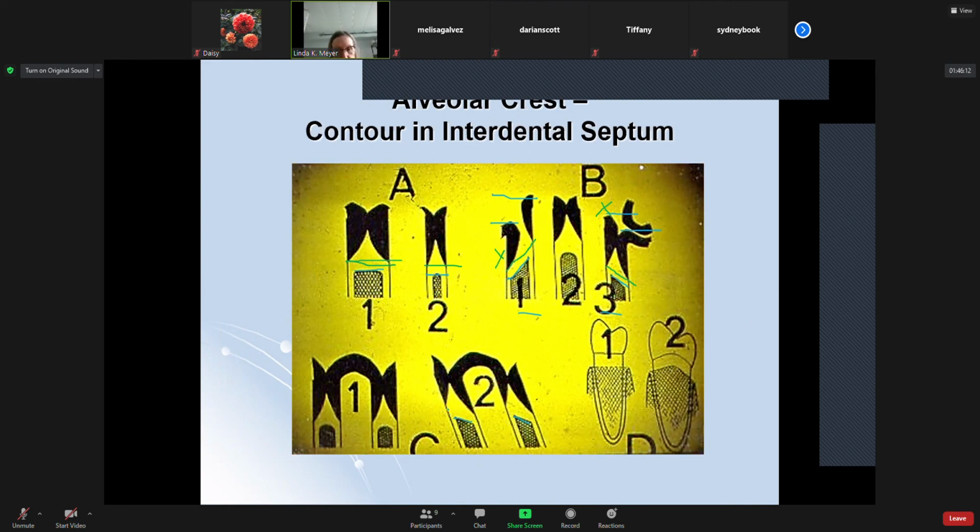With the mesial drift, here's the CEJ of this tooth, CEJ of this tooth. If I draw that imaginary line, again, the crest is parallel and there's no bone loss, even though it has that slanted appearance.